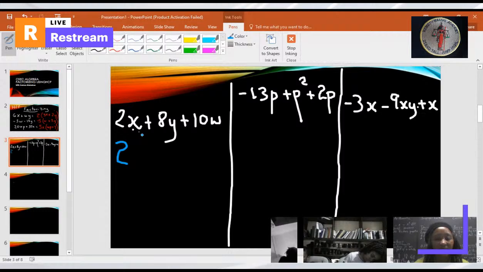And it's the only thing that goes out front, everything else goes in the bracket. So what we're going to do now is divide each of the terms by 2. So 2x divided by 2 leaves x, and 8y divided by 2 leaves 4y, and 10w divided by 2 leaves 5w. I want you to do the next one for me. Walk me step by step.